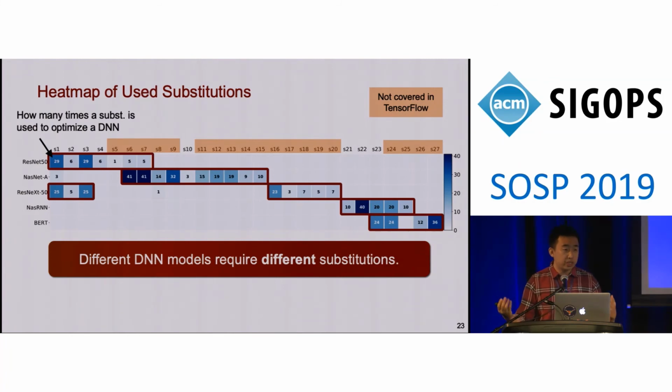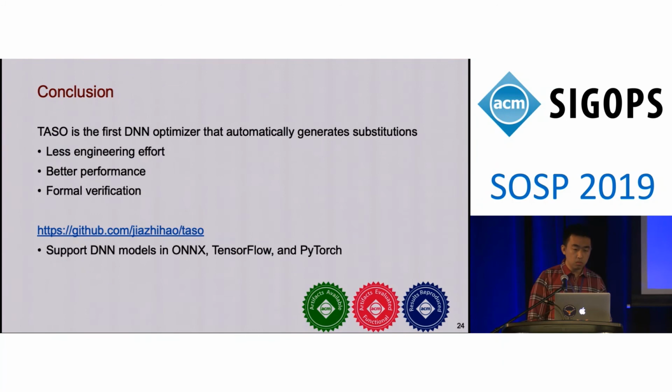One really interesting observation of this heat map is that it turns out different deep learning models actually require different substitutions. So this means that today's optimizations designed for existing models will unlikely generalize to new models. And you must figure out an automated way to discover these new substitutions instead of using human heuristics.